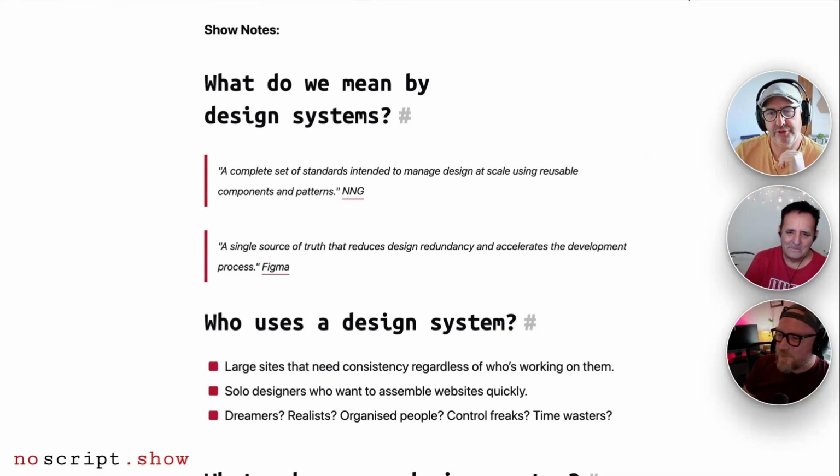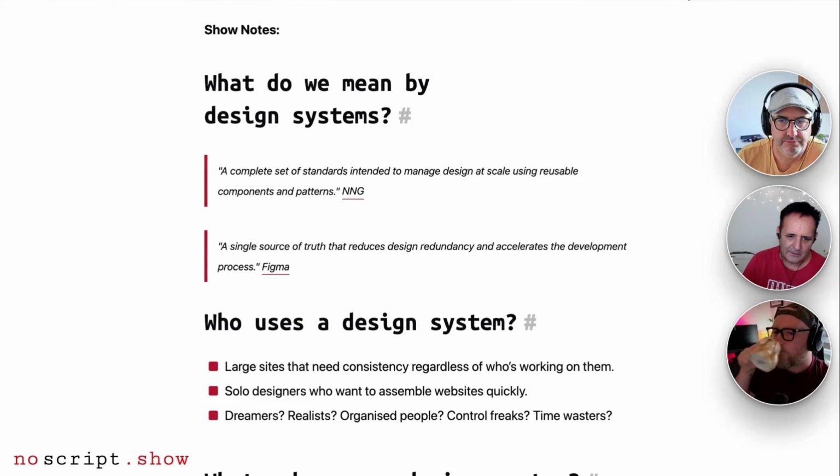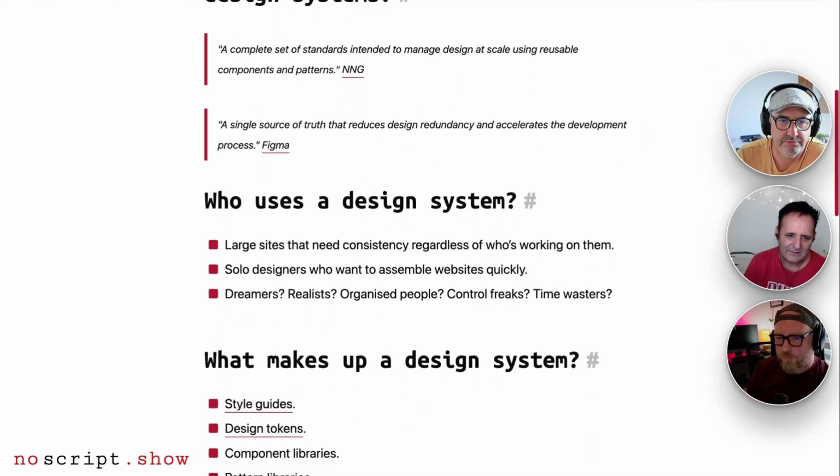David, should we move on, or have you got things? We can actually, because we can widen it up, I think, once we've covered some of the points we put down here. So we just quickly, who uses a design system?